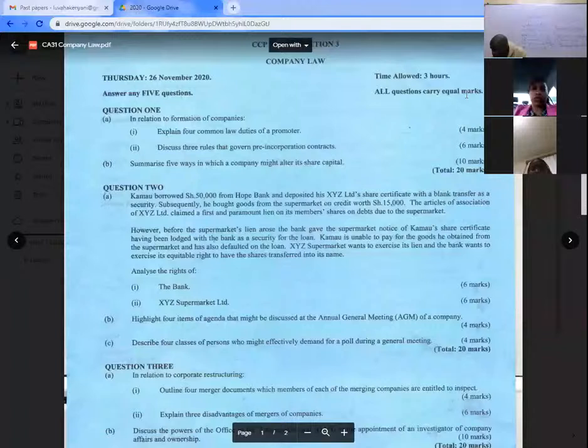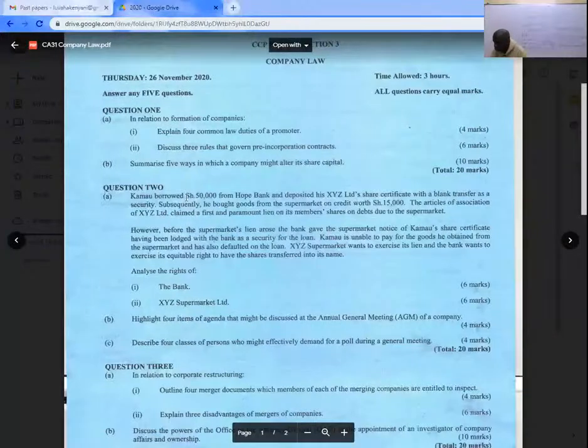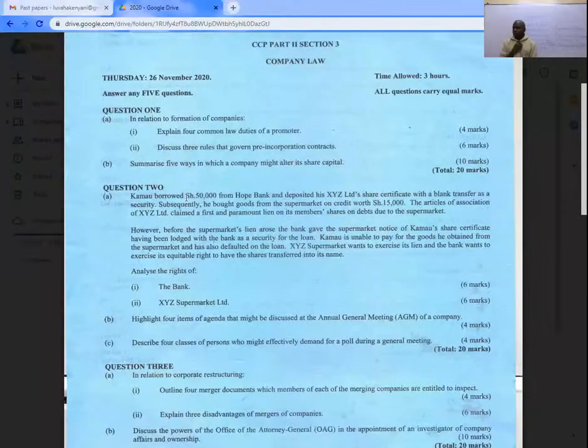So we can look at that question I've just shared, question 2. You can look at it for like a minute, just for a minute. Look at that particular question, question 2A, what it says.